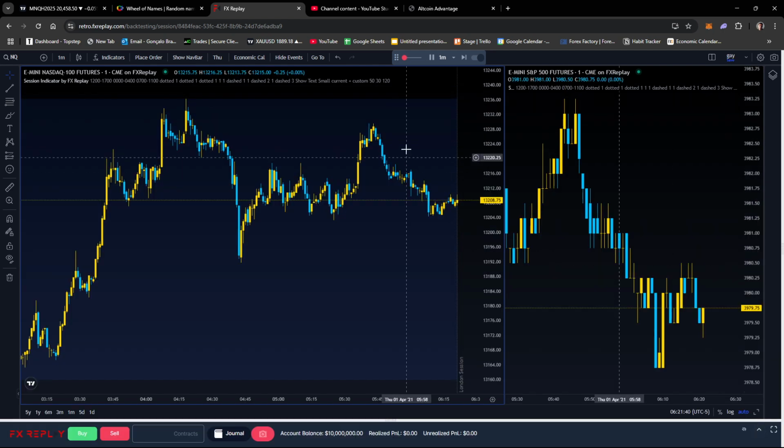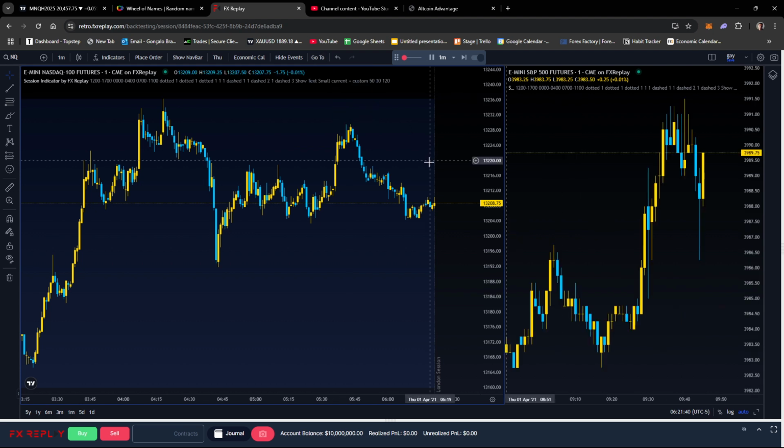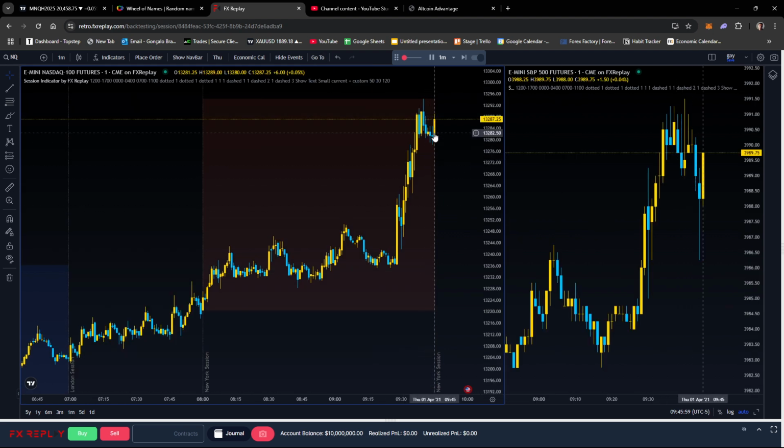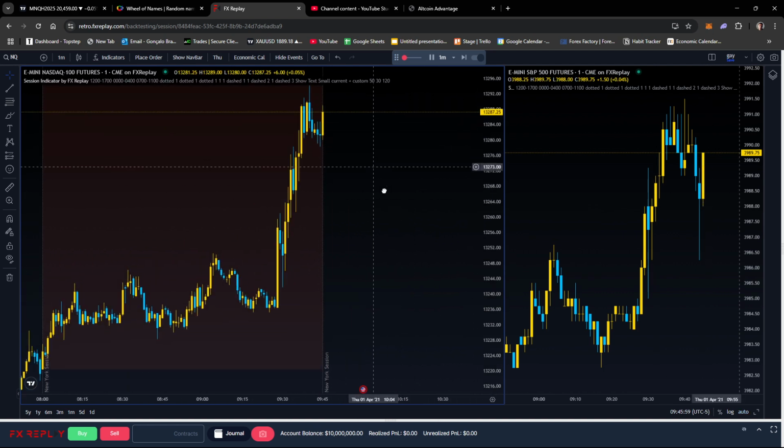Let's reset the chart. I'm not going to be using London for this session. So we're just going to use the pre-market open macro, the normal AM macro from 9:50 to 10:10, and the second AM macro from 10:50 to 11:10.